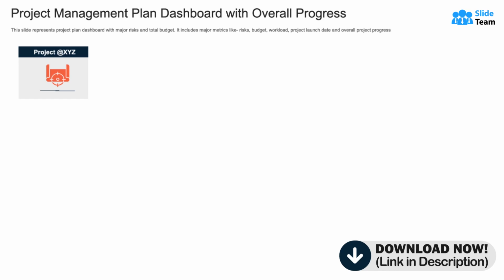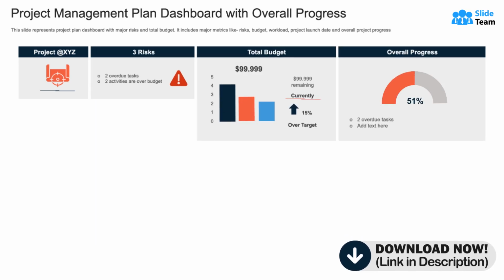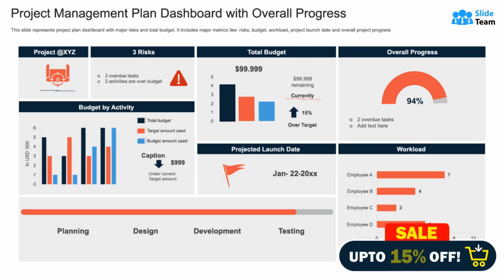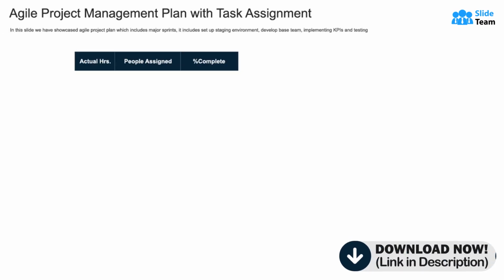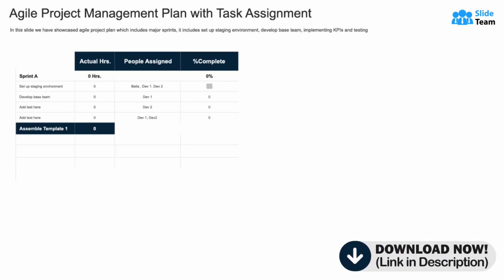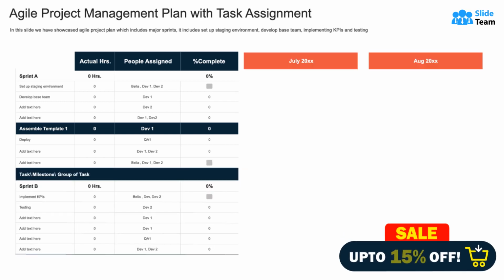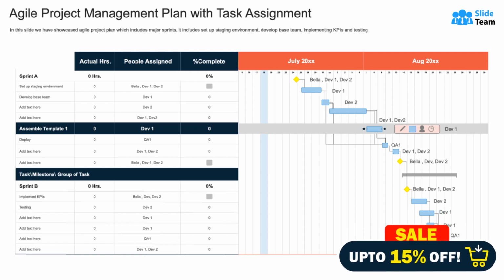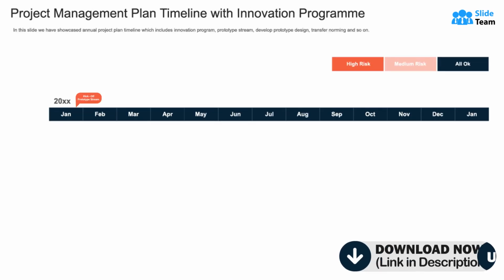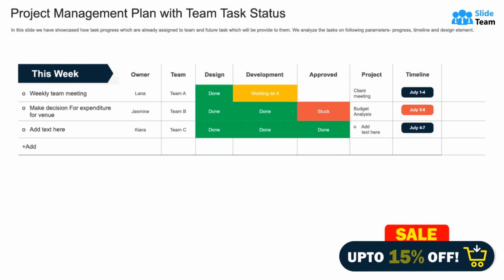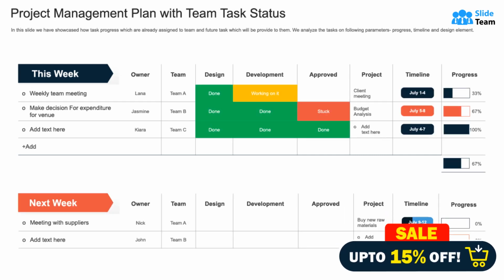Want more? You will get a dashboard that provides a centralized and visual overview of project progress, tasks, and key metrics, enabling efficient decision-making and effective communication. Also, get an Agile plan containing a sheet covering major sprints. It includes tasks like setting up staging environment, developing base team, deploying, and implementation KPIs. You will find a pre-designed template on project management plan with timeline and innovation programs. If you are looking for a one-stop solution for your project management needs, this tool is indispensable.